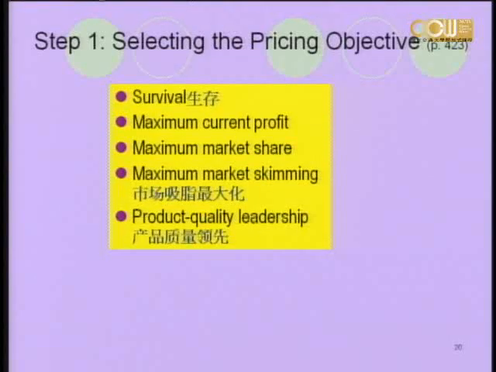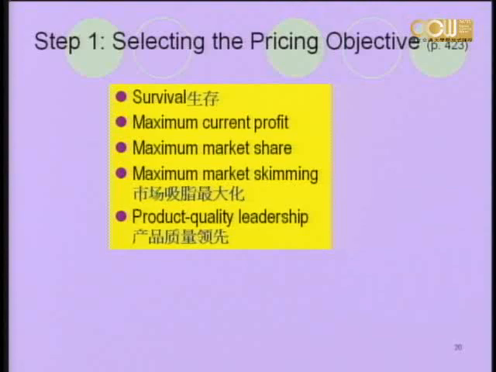Survival. What does survival mean? Your bottom line or your profit is negative. To me, you are not breaking even, or you are not selling enough. Maximize current profit and maximize market share.